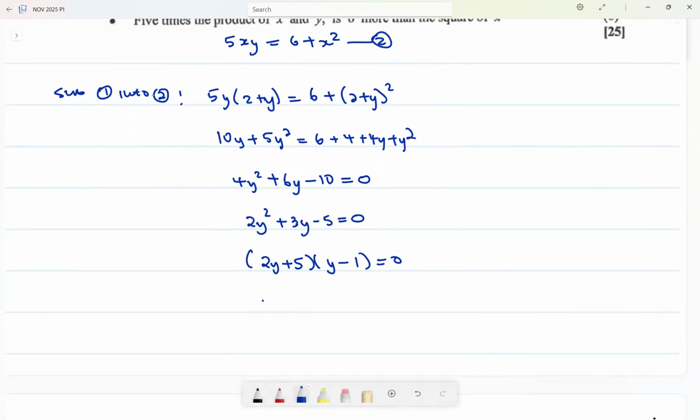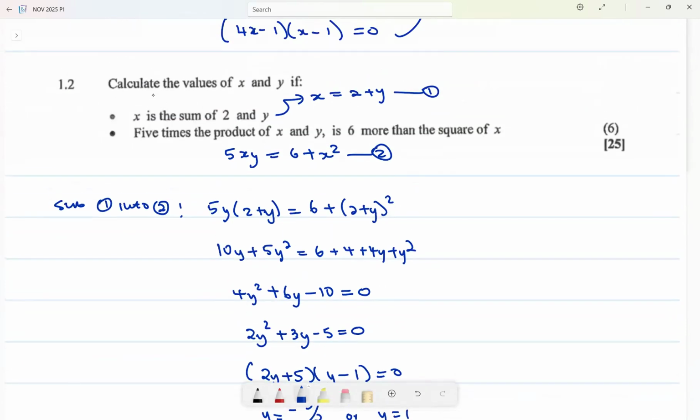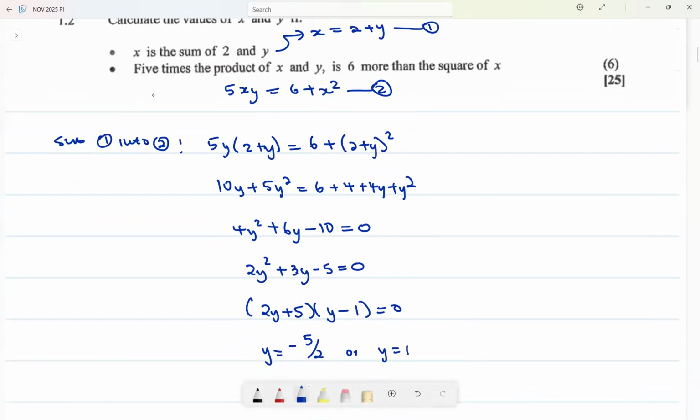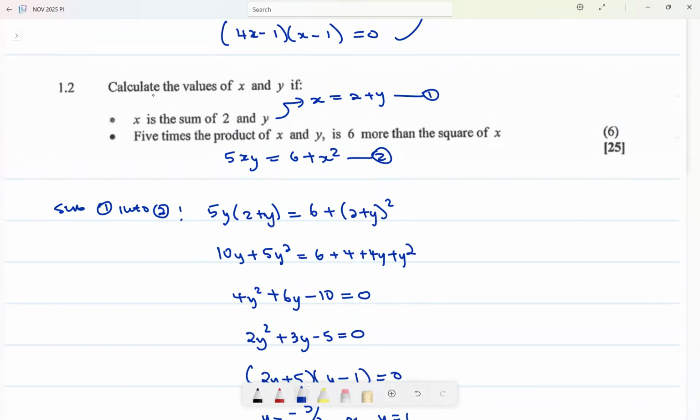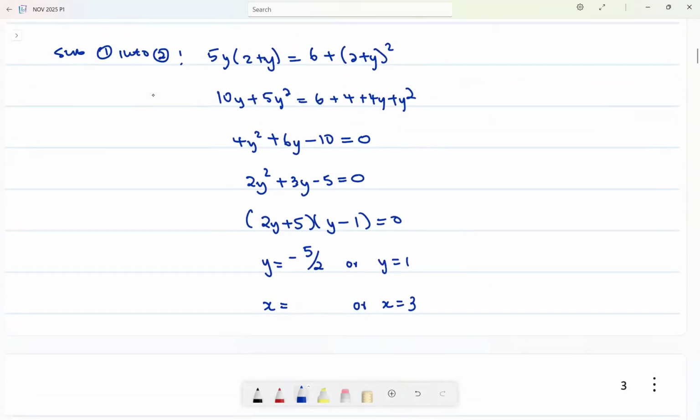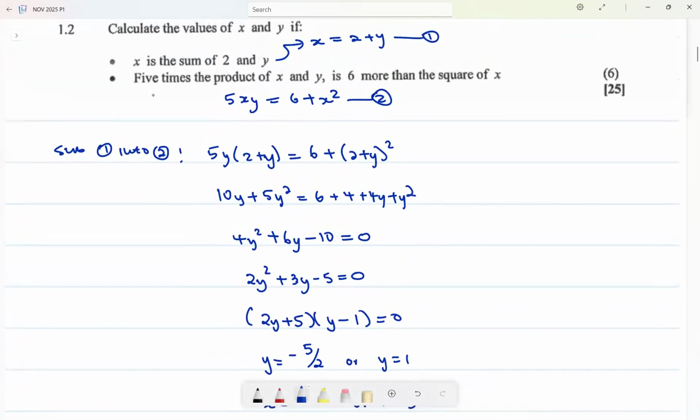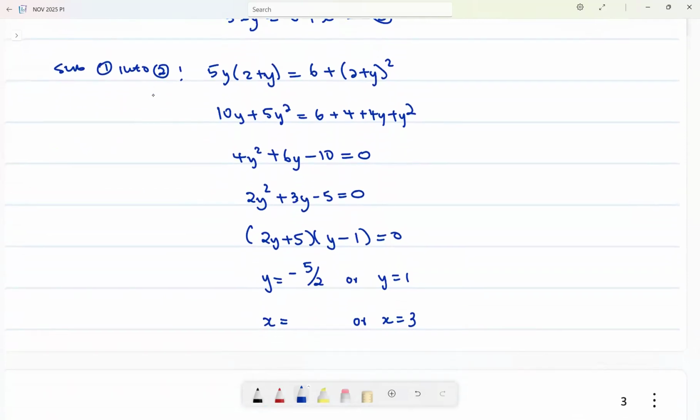And then we get that y is equal to negative 5 divided by 2, or y is equal to 1. Therefore, x is going to be equal to how much? You substitute back in this formula. 2 plus 1, I get this one to be equal to 3. And then negative 5 divided by 2, which is negative 2.5, plus 2, it is negative half.